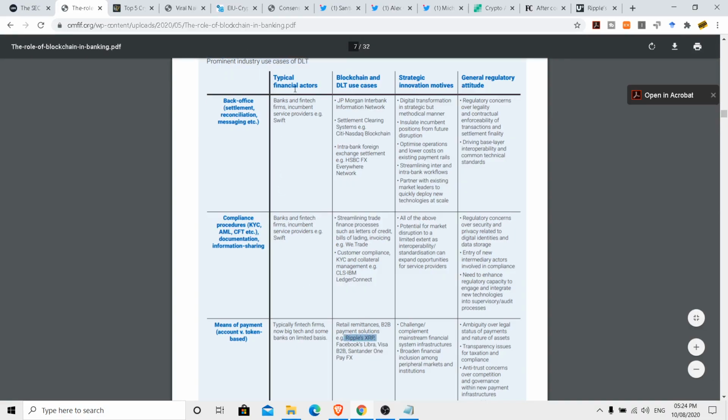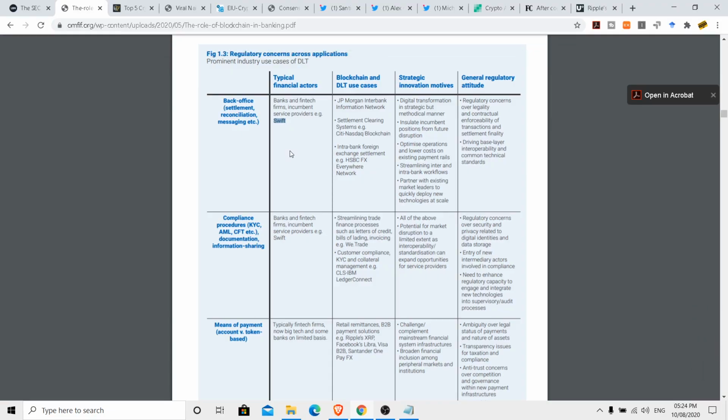On one side, typical financial actors, when you see banks and fintech, they name Swift as an example. Now we know Swift is not a technology company, so first of all, they don't have any kind of technology on the financial side, so the fintech name won't be there for Swift, right? And here for compliance also, you'll get the same: banks and fintech firms, incumbent service providers like Swift. So it's just the status quo, Swift. The fintechs are also involved for what? Back office settlement, reconciliation, messaging, compliance, everything related to that regulatory side, and then means of payment.